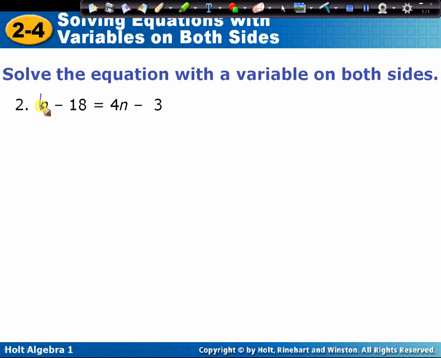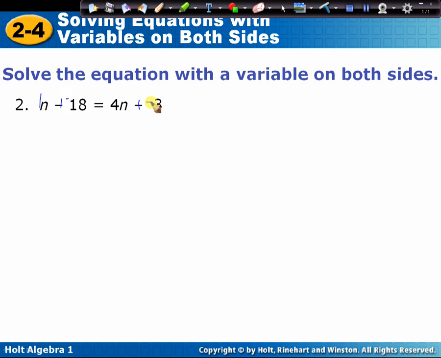I'm going to put a 1 in front of this n, and then I'm going to add the opposite here with my negative 18. And then I'm going to add the opposite as well over here with my 3. The first thing we need to realize is that we have a goal, and that is to get our n by itself. We are solving for n here.